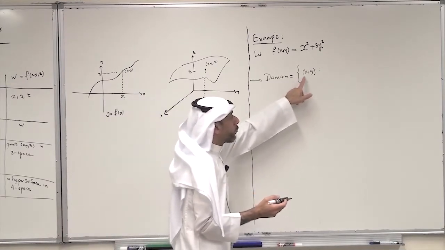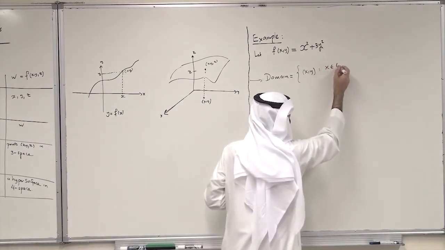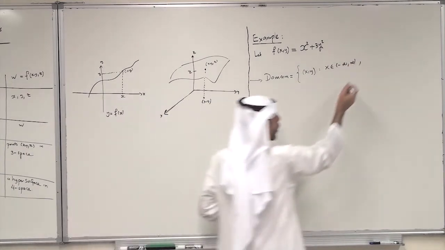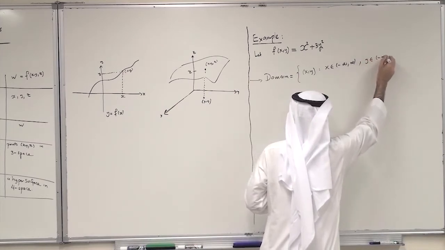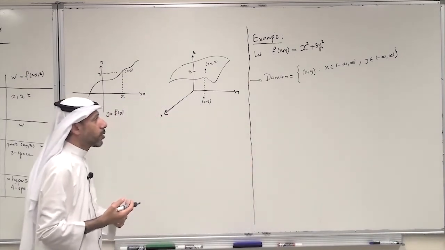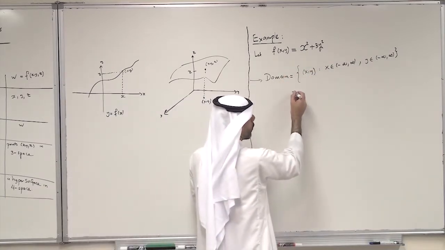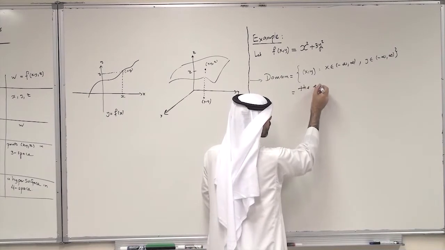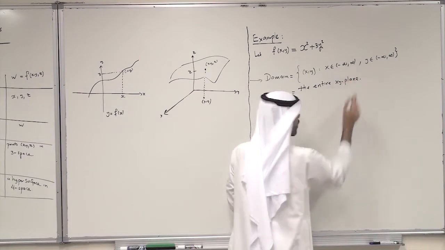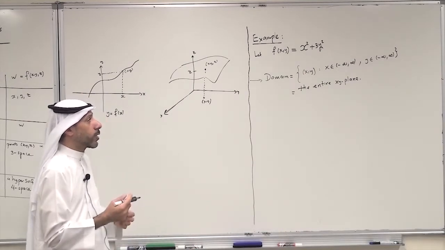So here the domain will be the set of all points (x, y), where x can take any real number, between minus infinity and infinity, and y also can take any real number, between minus infinity and infinity. So this is the domain. Graphically, the domain consists of the entire xy plane, all points in two space. So this is the domain for this function.